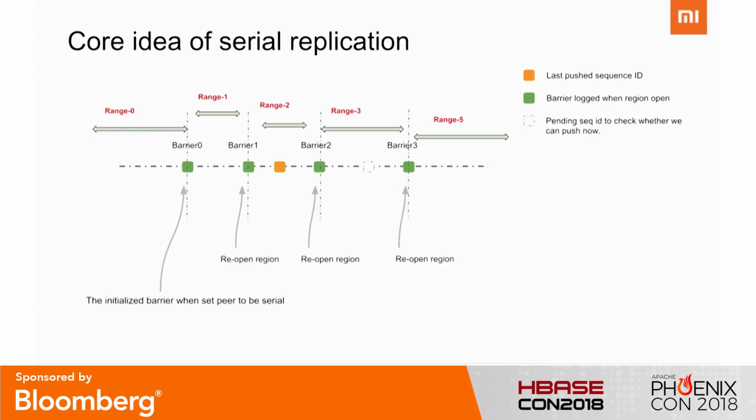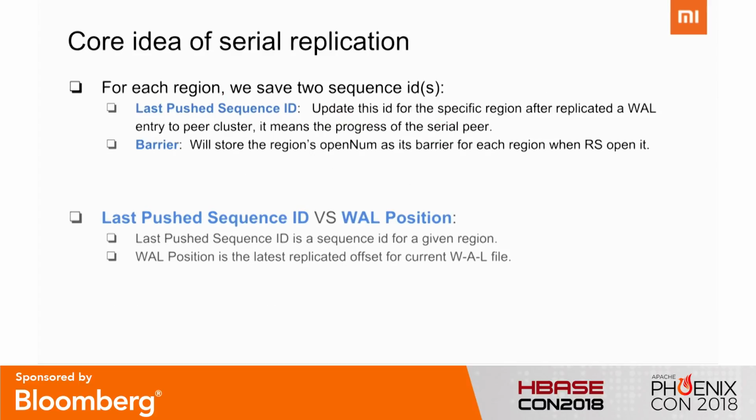To know which sequence ID of the given region we have replicated to the peer cluster, we store the last pushed sequence ID for each region. In this picture, the yellow one is the last pushed sequence ID. The light one is the pending sequence ID to check whether we can replicate now. If not, the replication source will sleep for some time until the check passes. Okay, those are the definitions of last pushed sequence ID and barrier.